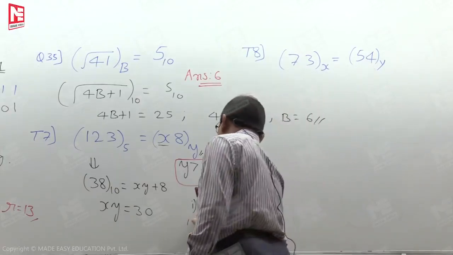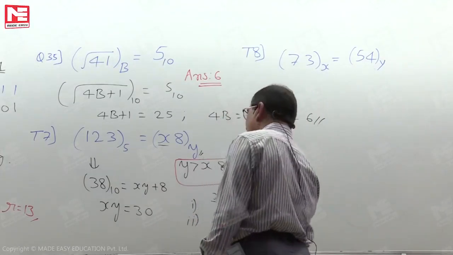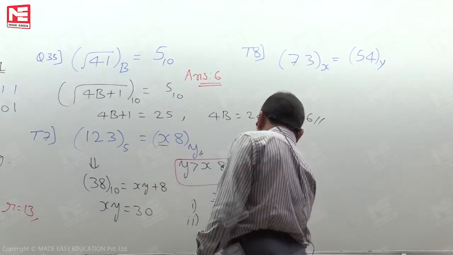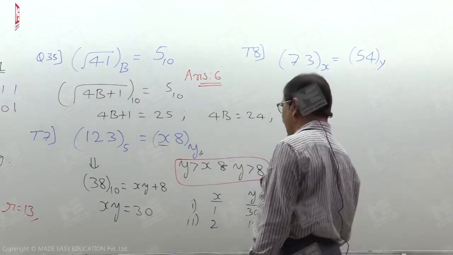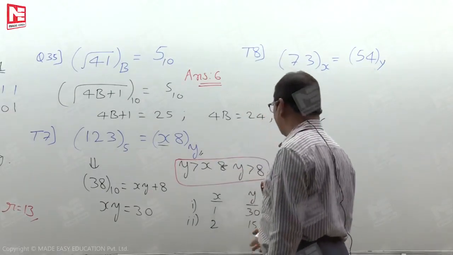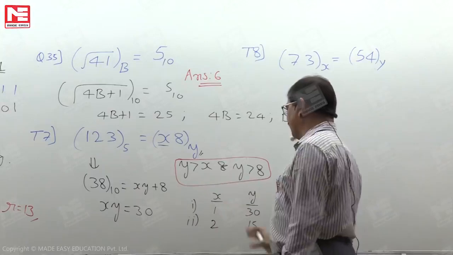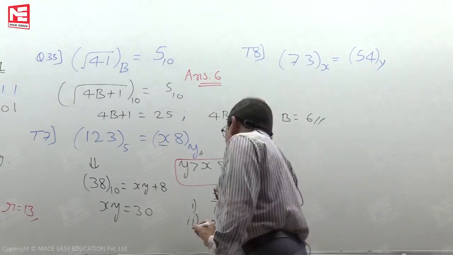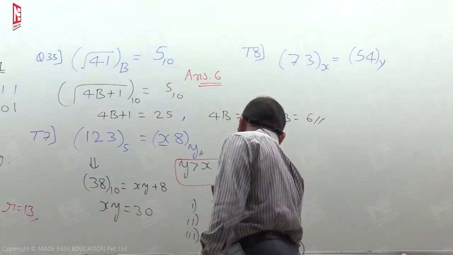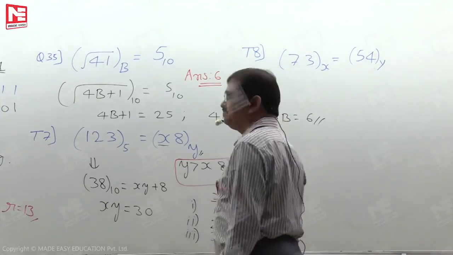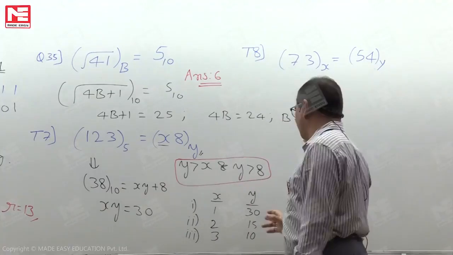Next possibility, y is 15, x is 2. So y is greater than 8 and y is greater than x. Next possibility, y is 10, x is 3. So the condition is satisfied here also.